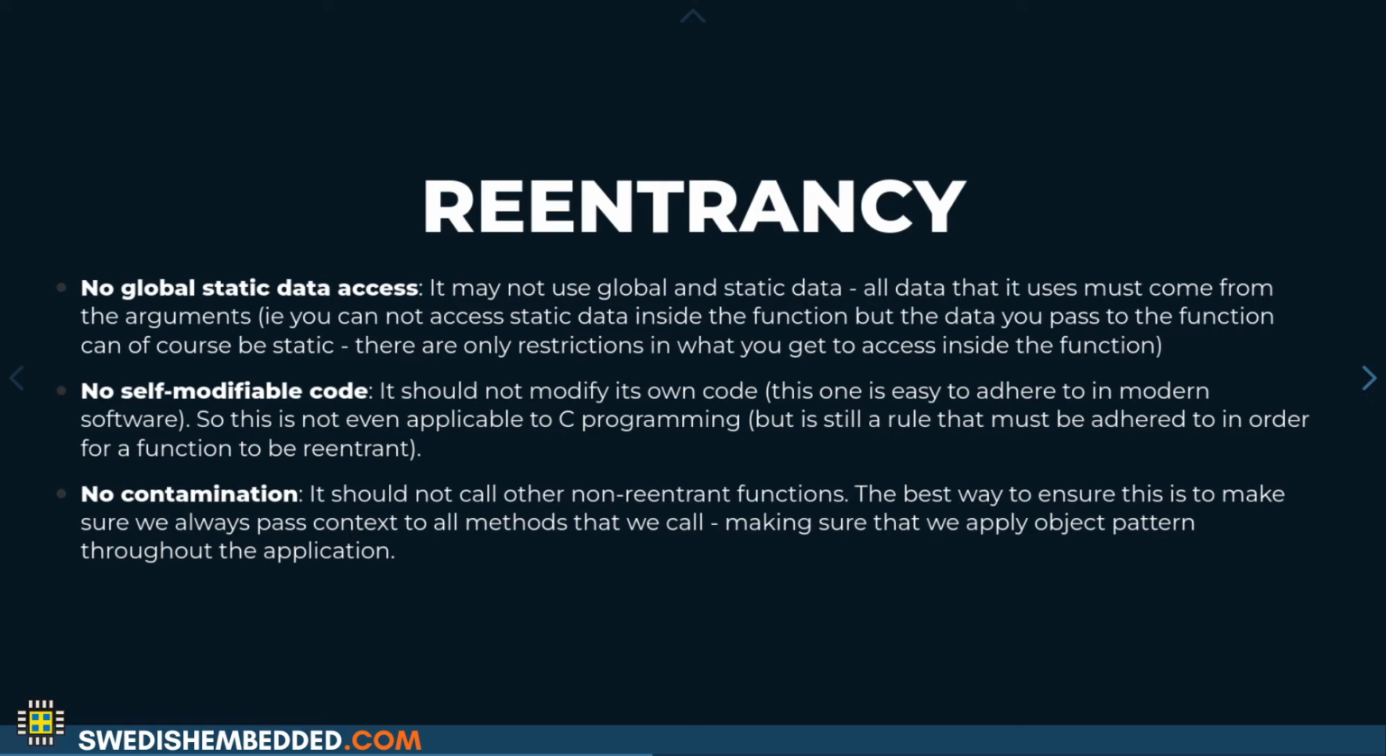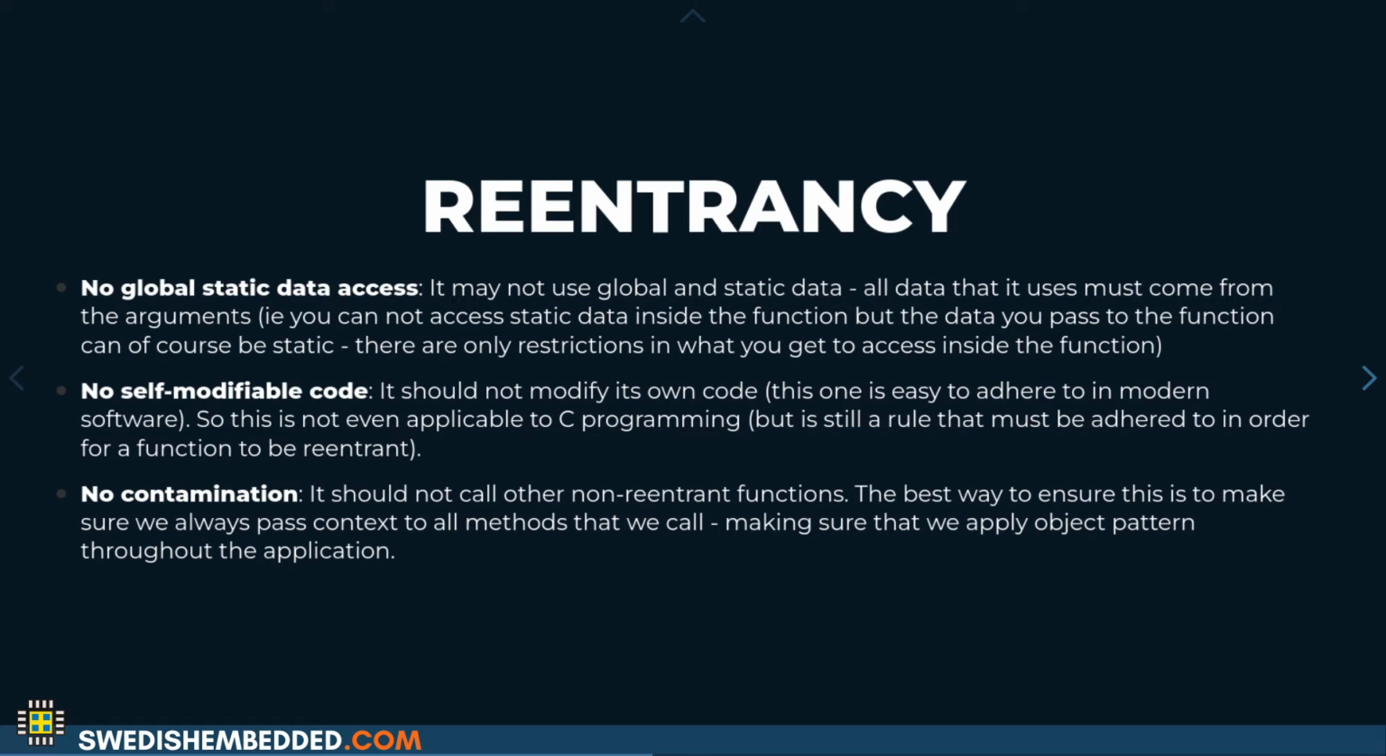And if you look up reentrancy in general, you will see that there are 3 rules that a function must adhere to in order to maintain reentrancy. The first rule is that there is no global static data access. So you cannot access global variables. The moment you start accessing global variables, you're no longer reentrant, because now you can have the same call from 2 different threads, and it will return a different result because the data has changed outside of that function.